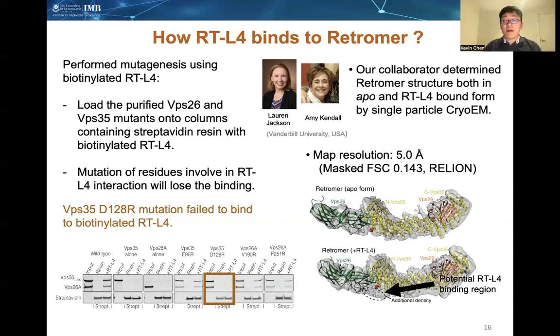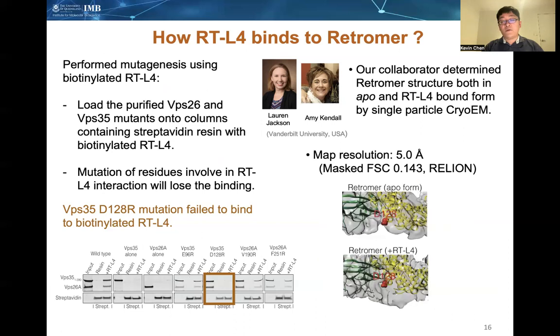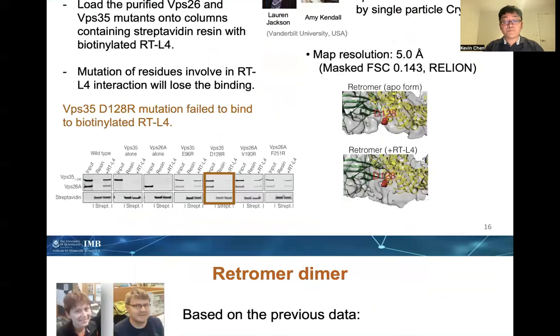that actually matches with our mutagenesis data in solution. And we can see the extra density on the cryo-EM map is located where this D128 region is. And of course, when we look closely, it makes sense: when you substitute arginine, you make the residue bulkier, then you will lose the binding. So potentially this is the region where RTO4 binds, which makes sense so far, but of course we still want to get high resolution information, and hopefully we'll get there soon.